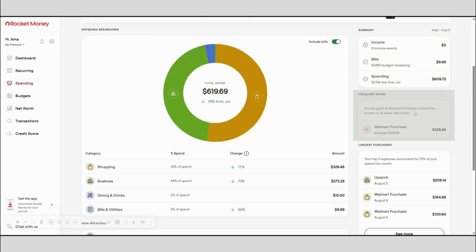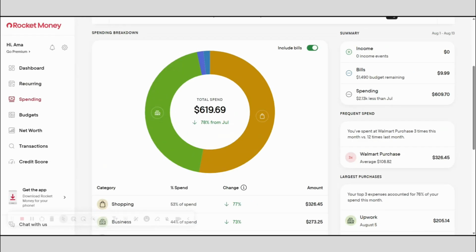Right below that, I like that it's showing you your frequent spend. You've spent at Walmart purchases 3 times this month versus the past 12 months. So you're getting an overview of where most of your money is going. And this is a great place to just kind of get a quick summary of how you are doing in your overall spending. It's always very eye-opening, but if you check this on a regular basis, this should not be a surprise.